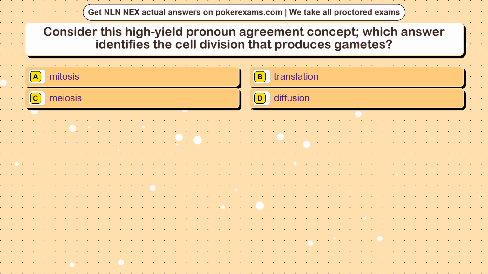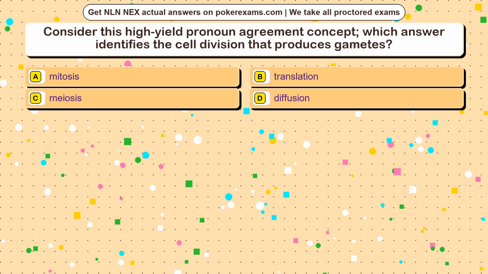Question 18. Consider this high-yield pronoun agreement concept. Which answer identifies the cell division that produces gametes? Option A, mitosis. Option B, translation. Option C, meiosis. Option D, diffusion.